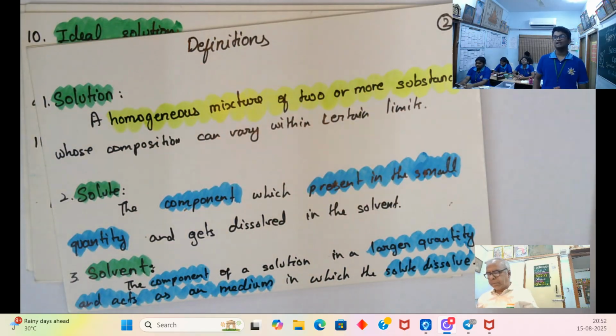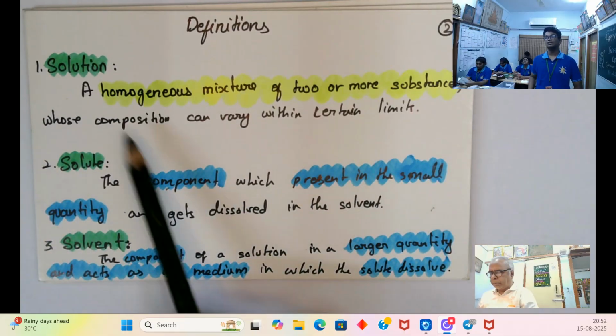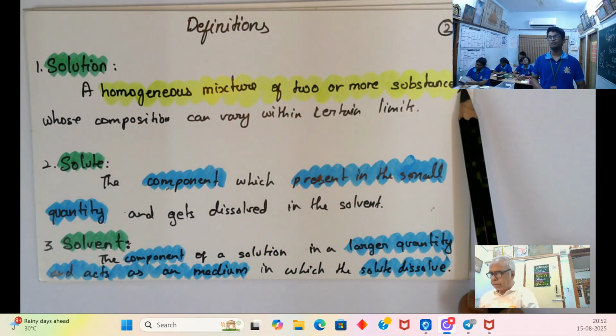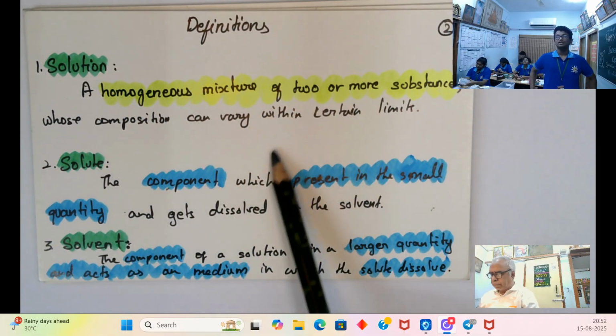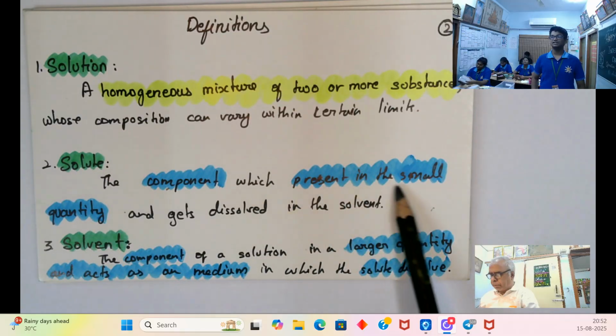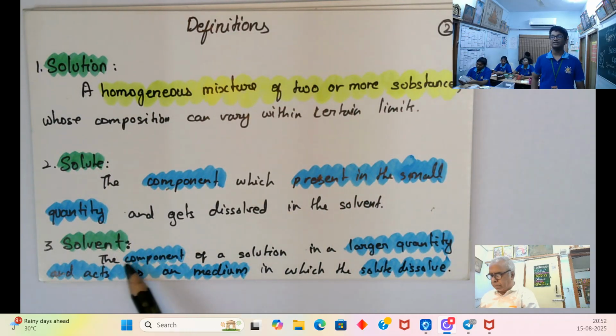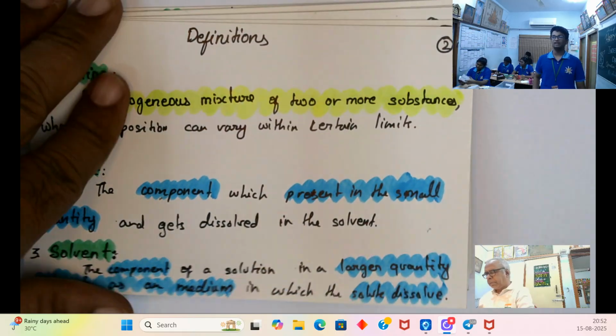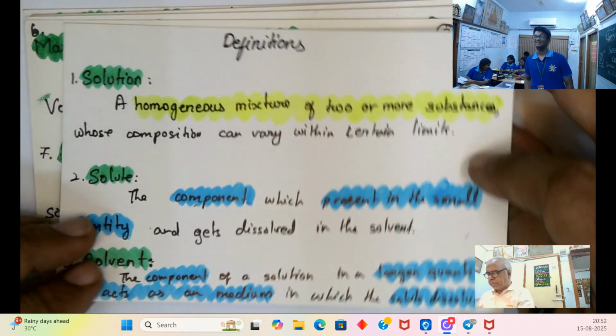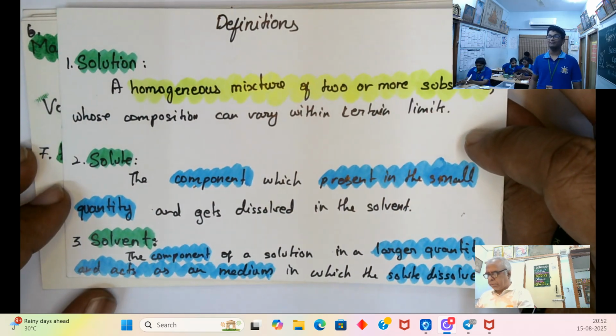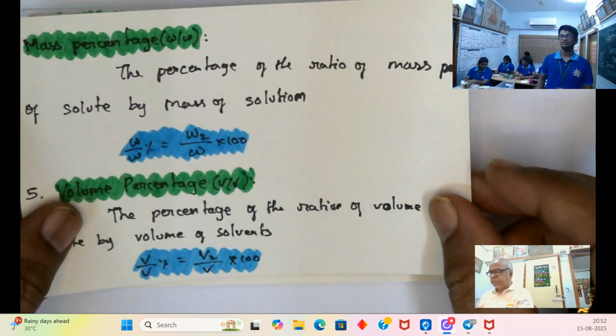Next, I started with definitions. A solution is a homogeneous mixture of two or more substances. Solute is a component present in a small quantity that gets dissolved in the solvent. Solvent is the component of a solution present in a large quantity, and it acts as the medium in which the solute dissolves.